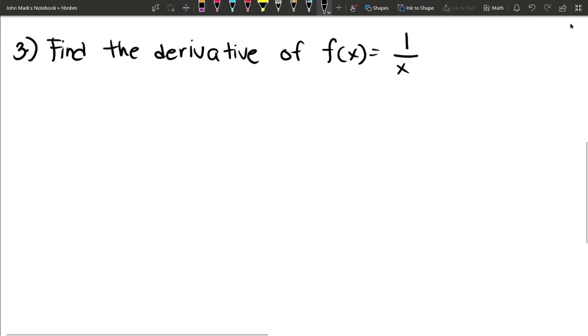So, number 3, find the derivative of f of x is equal to 1 all over x. So, let's find the derivative of f of x is equal to 1 all over x. So, medyo mahirap na yan pag nakakita ka ng fraction.